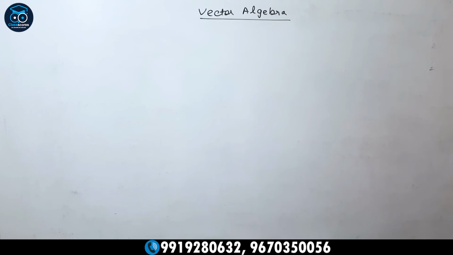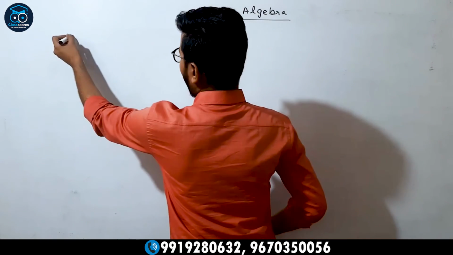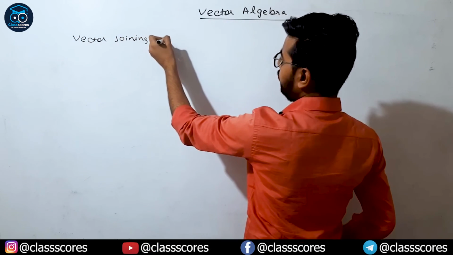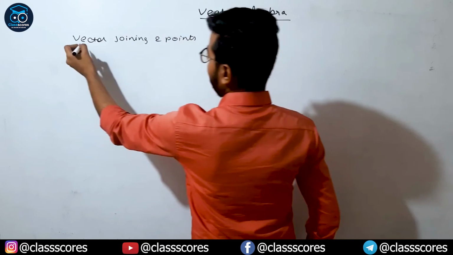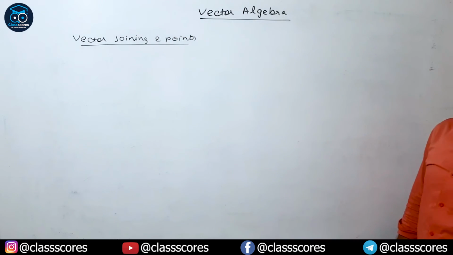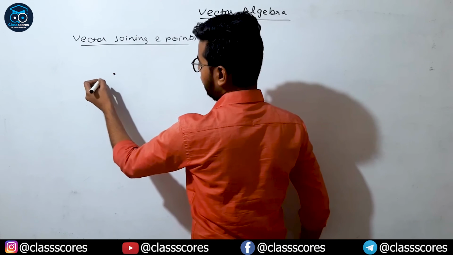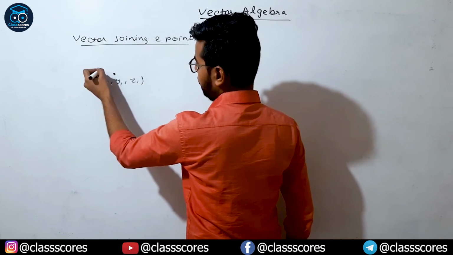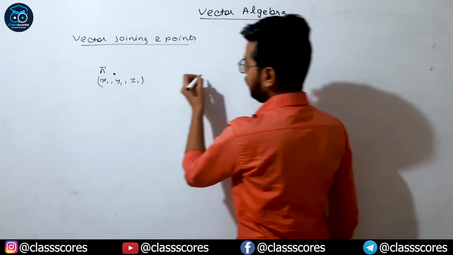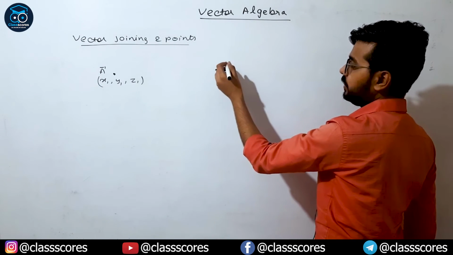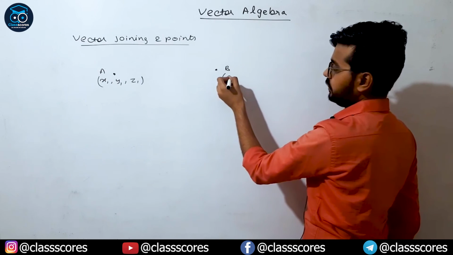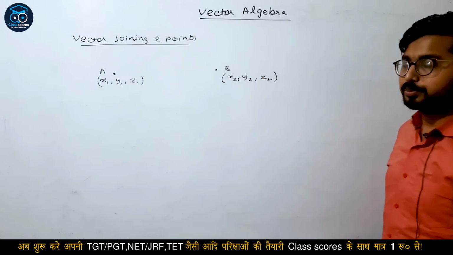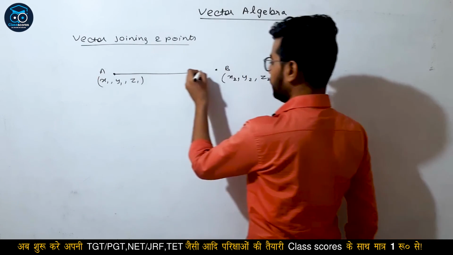Now moving towards our next topic, that is vector joining 2 points. Means a vector which joins 2 points. Suppose 2 points are given, that is x1, y1, z1, we can say A vector, and another point B, that is x2, y2 and z2. A line segment is given.